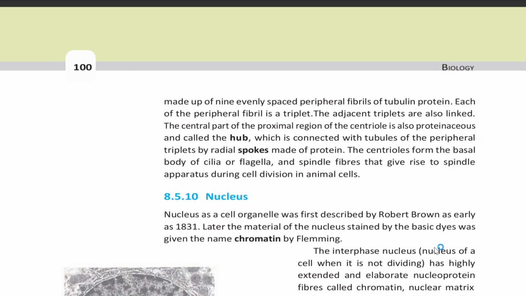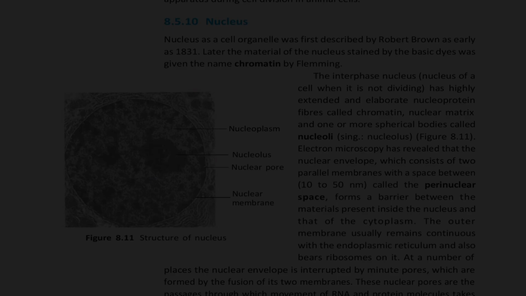The central part of the proximal region of the centriole is also proteinaceous and called the hub, which is connected with the tubules of the peripheral triplets by radial spokes made up of protein. The centrioles form the basal body of cilia or flagella, and spindle fibers that give rise to the spindle apparatus during cell division in animal cells.